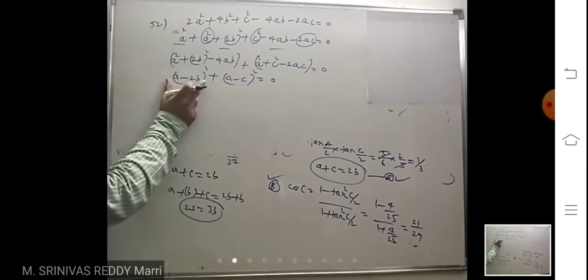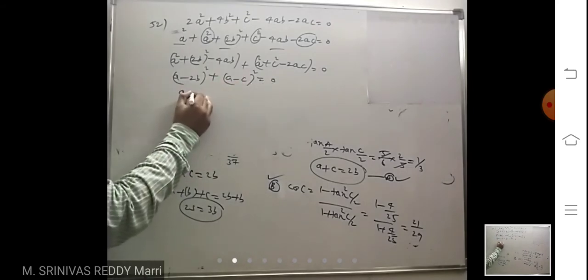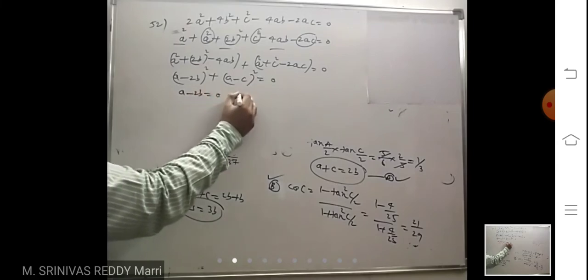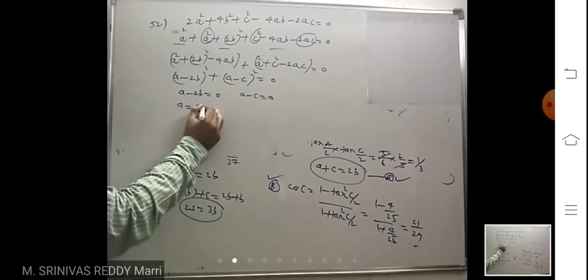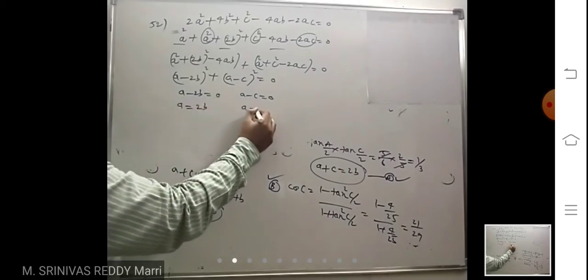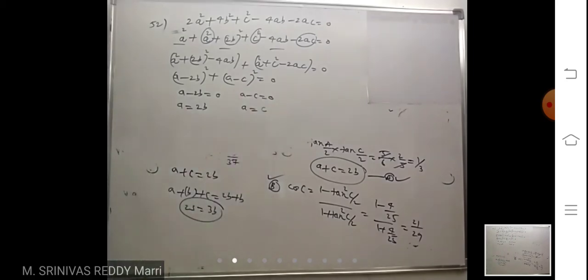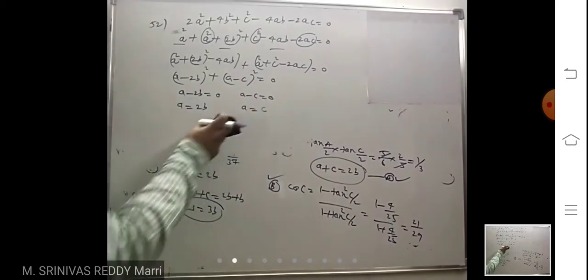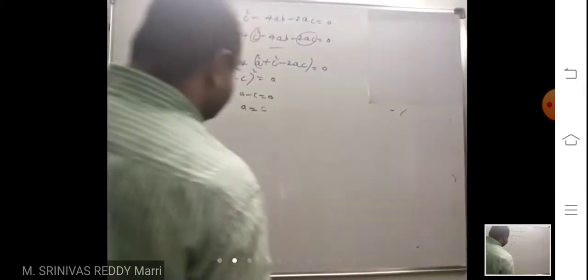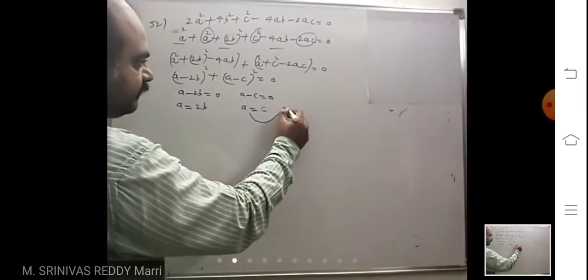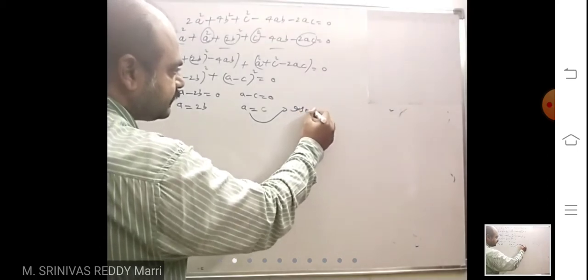Now, this is x square plus y square equal to 0. Therefore, this is possible only when x equal to 0, y equal to 0. Right? That means you got a equal to 2b, a equal to c. So, therefore, two sides are equal, definitely isosceles. That means side A equal to side C means you can say that it is isosceles triangle.